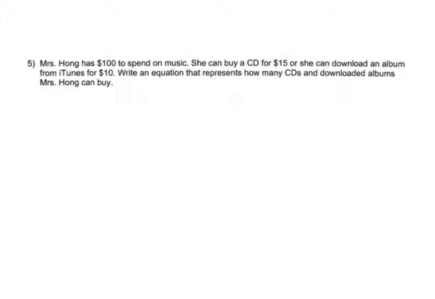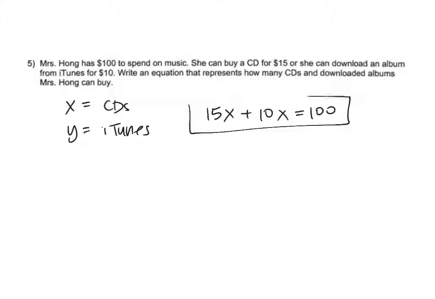So same thing here, Mrs. Hong has $100 to spend on music. She can buy a CD for $15 or she can download an album from iTunes for $10. Write an equation that represents how many CDs and downloaded albums Mrs. Hong can buy. Well, I'm definitely going to mark X as my CDs, my Y as my iTunes. So if I label it like that, it's $15 per CD and $10 per iTunes album, and I have a total of $100. This would be my standard form equation.